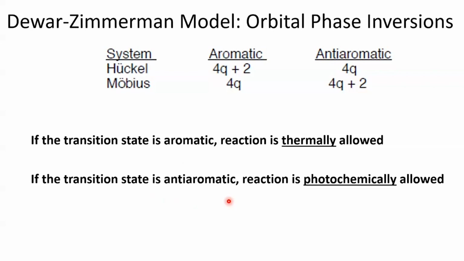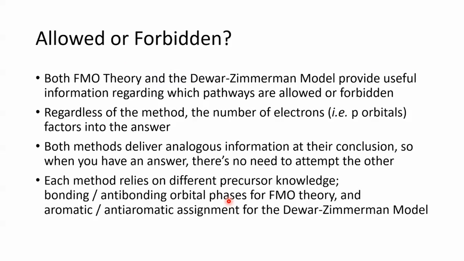But ultimately, the information that you get between these two methods of working out whether your pathway is allowed or forbidden gives you the same information at the end. So you only need to really understand one well because they're redundant approaches. So to summarize, both frontier molecular orbital theory and the Dewar-Zimmerman model provide you with useful information regarding which pathways are allowed or forbidden. Whichever method you choose, the number of electrons in the transition state, as well as the source of the energy to facilitate the reaction, be it thermal or photons, is going to influence what answer you get. Both FMO theory and the Dewar-Zimmerman model give you analogous information.